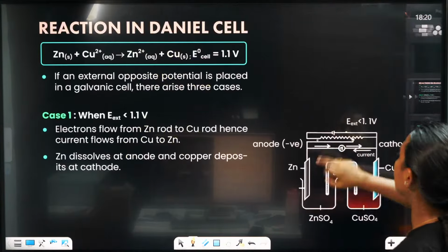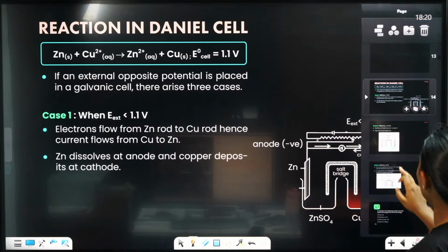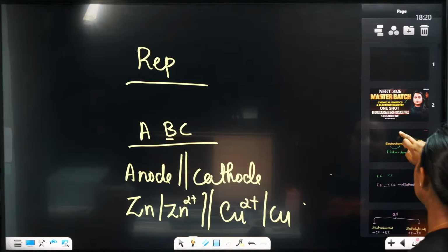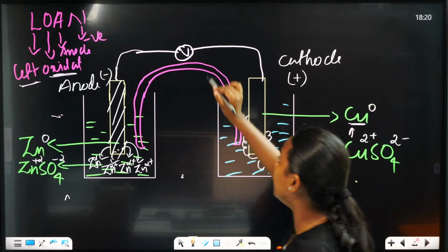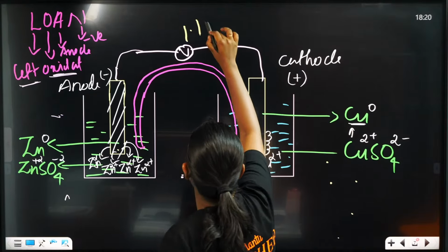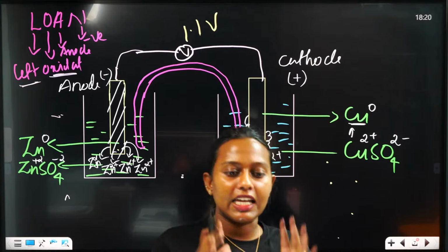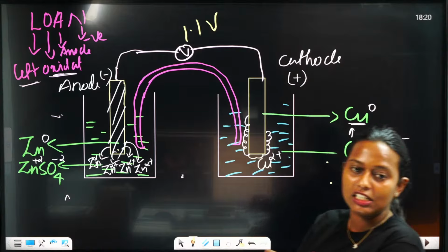So next is the reaction in the Daniell cell. So guys, we know what is happening here. This cell will produce electricity. Here in the Daniell cell, 1.1 volt of electricity will be produced.